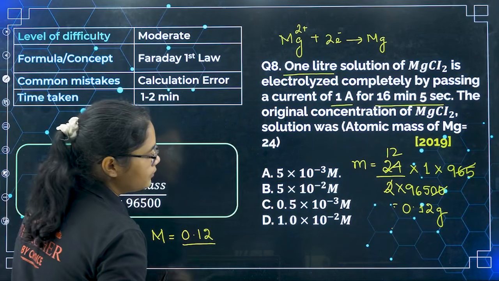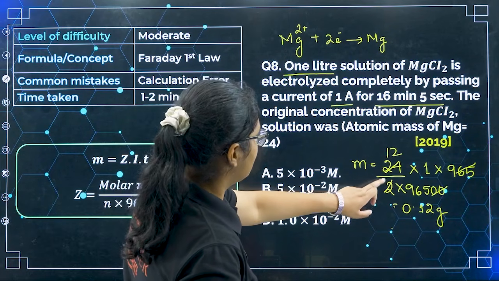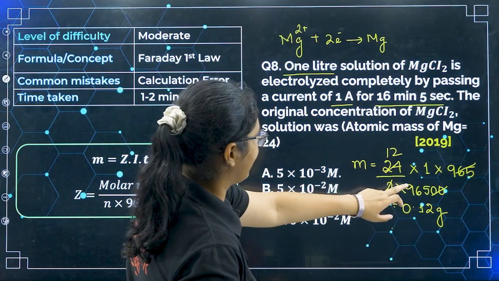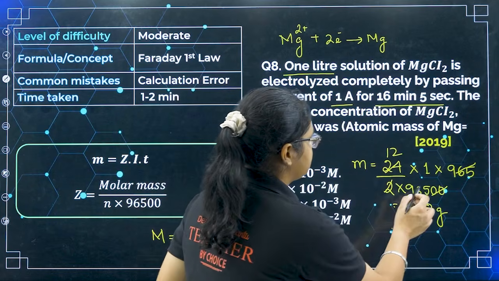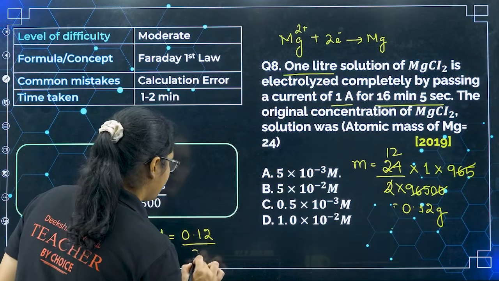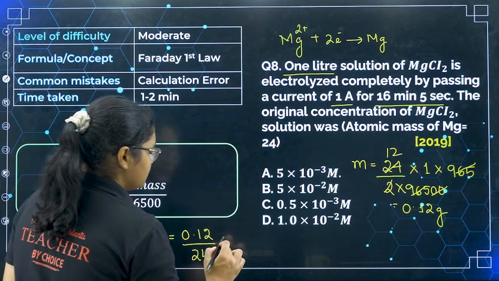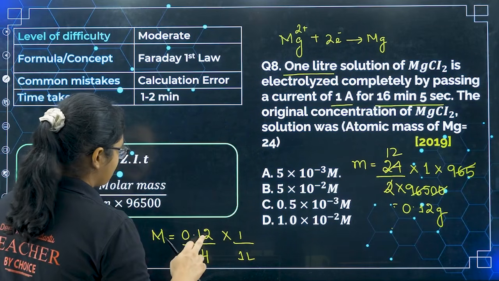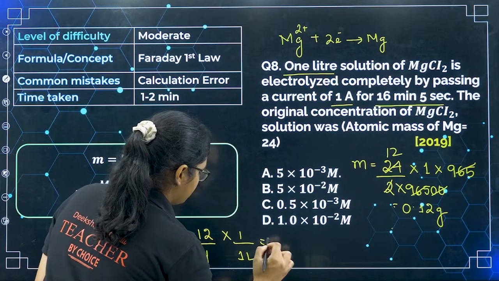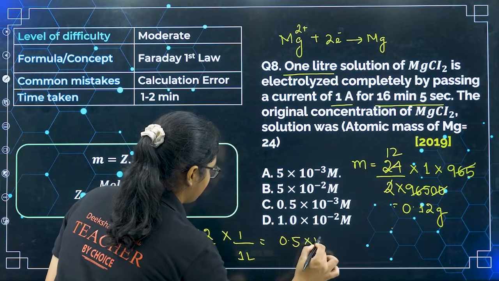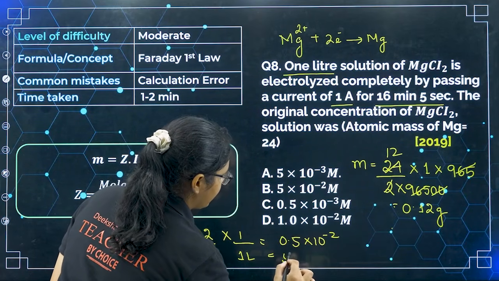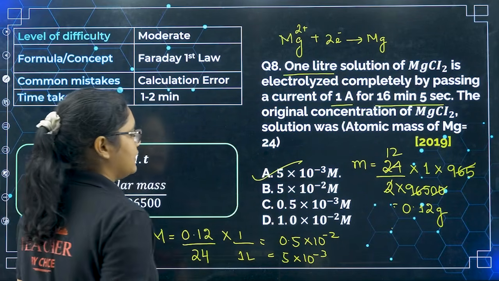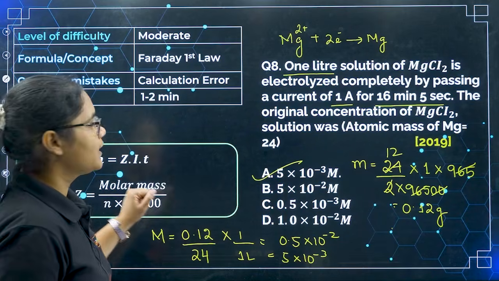So 0.12, let me just see, 12 divided, cancel, we have 0.12, right? This 9, yeah. So I have 0.12 by 24, into 1 liter. So that will give me 12 ones are 1 by 2. 1 by 2 is 0.5 into 10 to the power of minus 2, or I can write 5 into 10 to the power of minus 3. So the molarity here will be option number A.